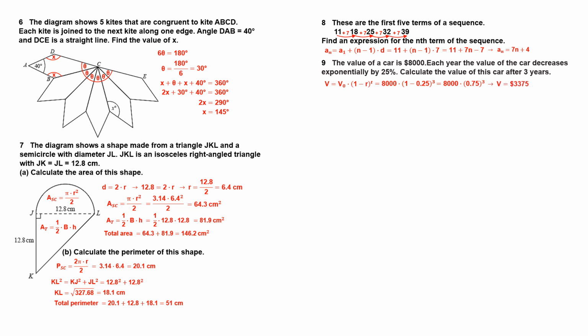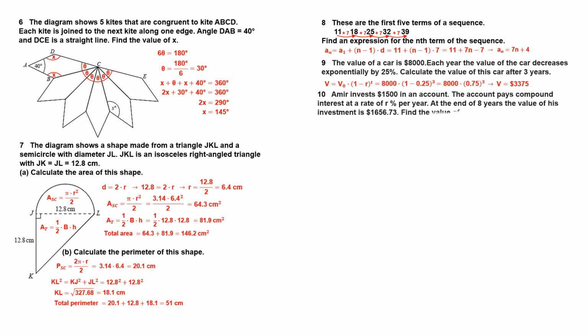Question 10. Amir invests $1,500 in an account. The account pays compound interest at a rate of R% per year. At the end of 8 years, the value of his investment is given. Find the value of R.